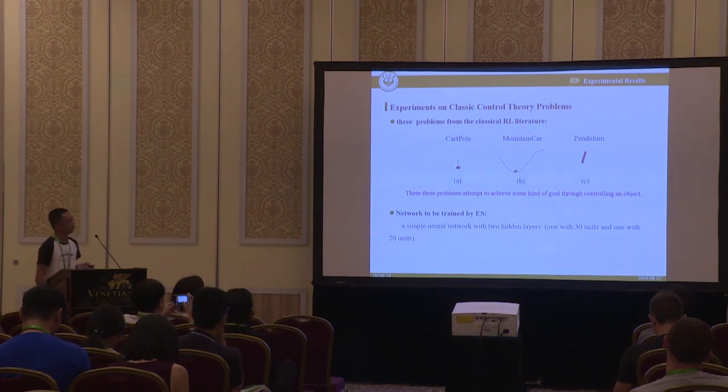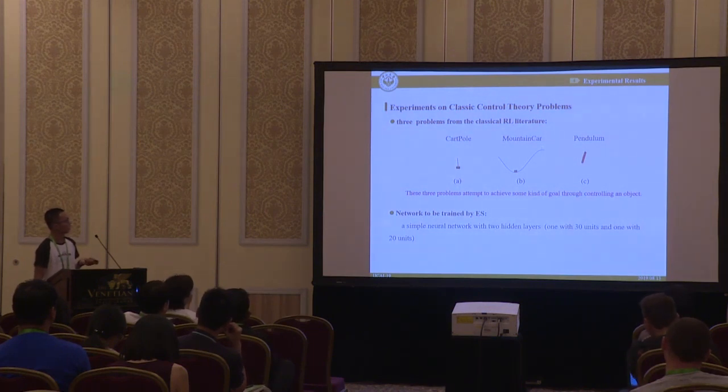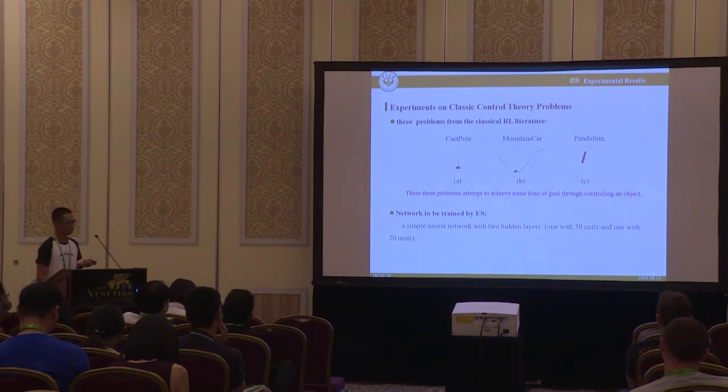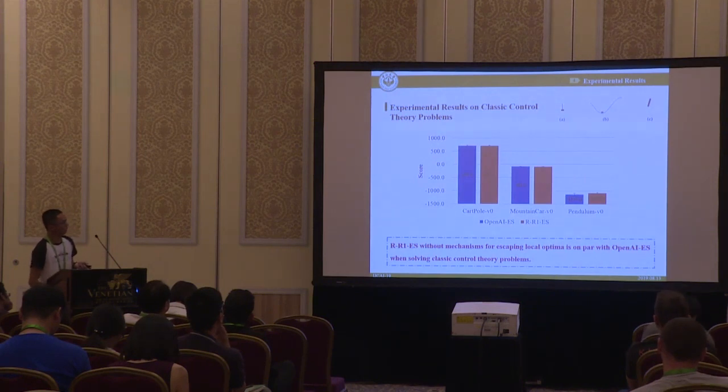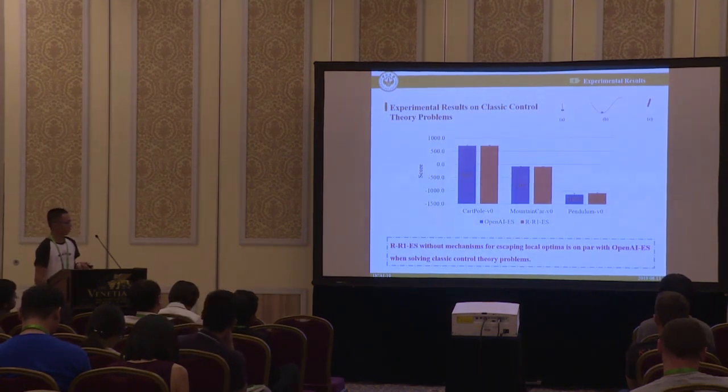So let's give some experimental results. The first part of the experiment is conducted on 3 problems from the OpenAI gym, including 3 simple problems. Since these problems are simple, we use a simple neural network with 2 hidden layers to act as the network to be trained by ES. From this figure, we can find that our proposed method converges better on 2 problems, but a little worse on this problem.